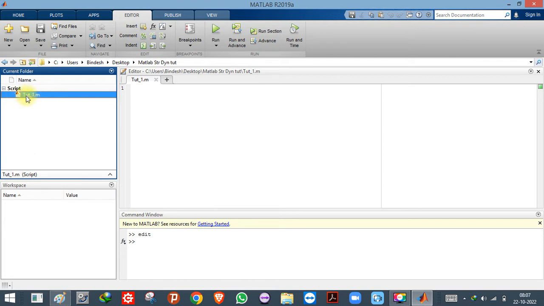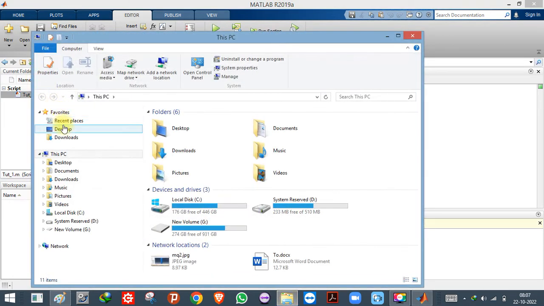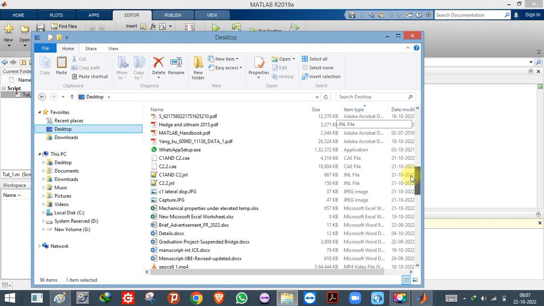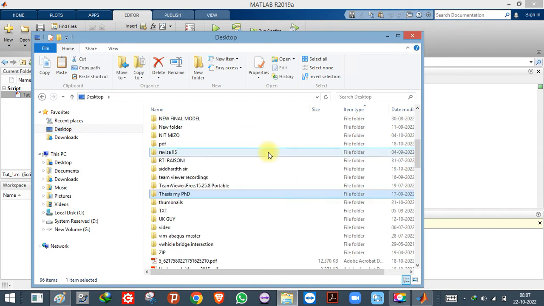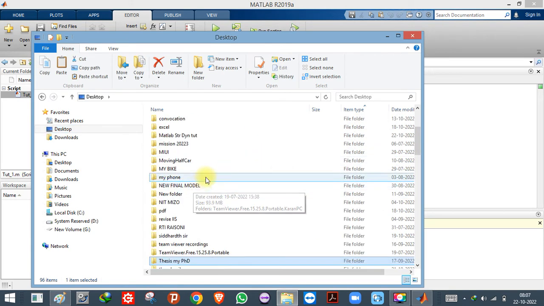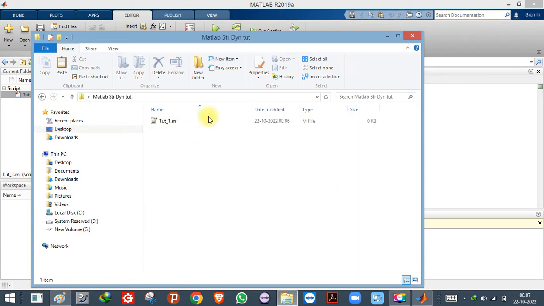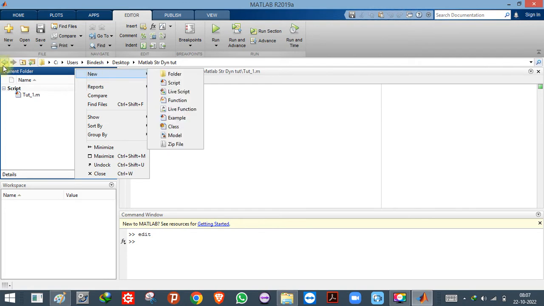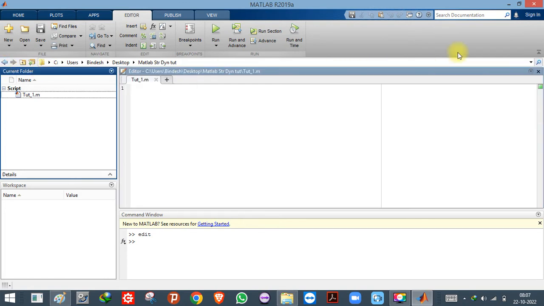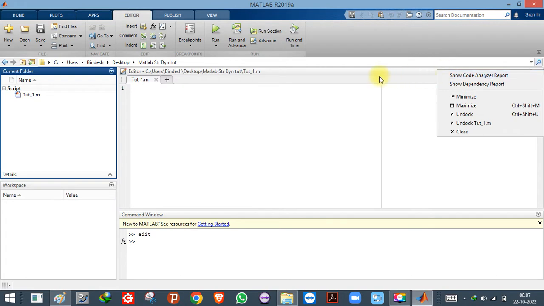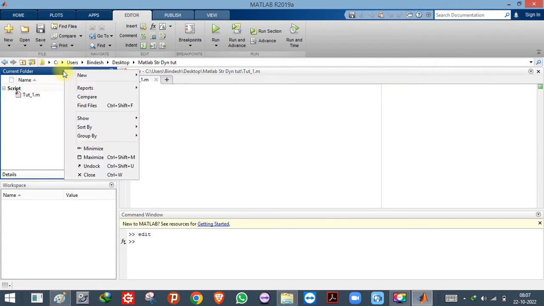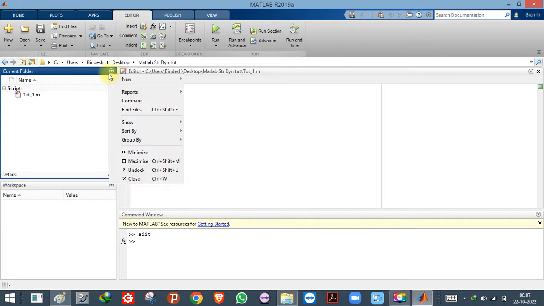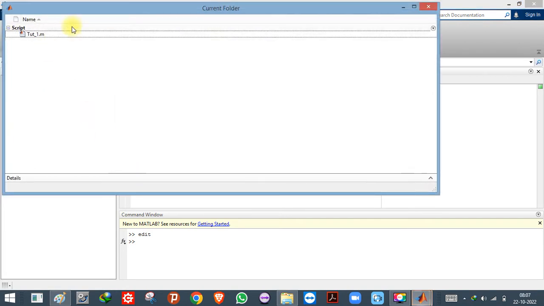Now this one is the current folder, the folder that I have created, and whatever data I have will be visible over here. Let's say you are not getting this type of visualization. Simply right click on the top and you'll get all the options. Let's say I want to close or visualize this. This is called dock and undock. Undock means it will be like this.